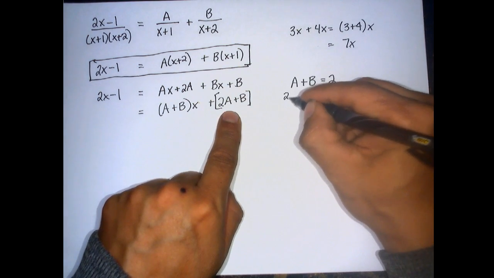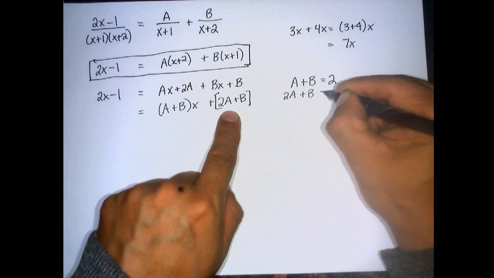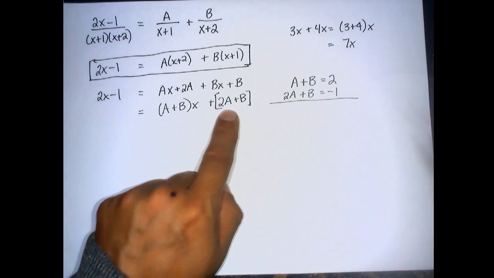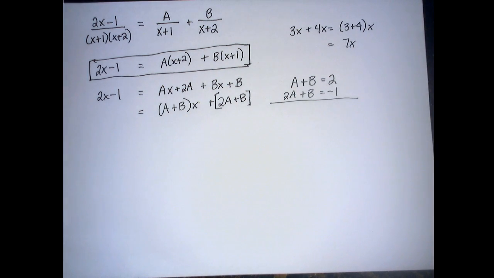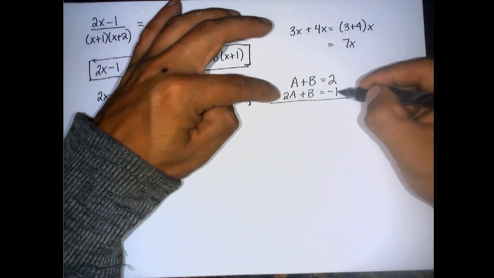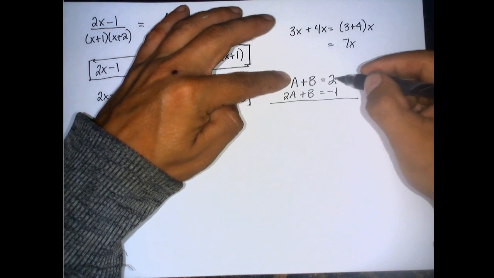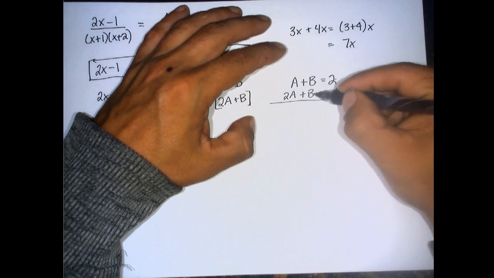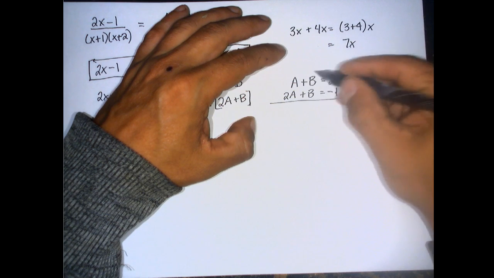And 2a plus b is equal to negative 1. Easy enough. There's two ways you can solve this: by elimination, or you can solve it by substitution. Let's use elimination. Let's take the bottom equation and subtract it from the top equation. Okay, so b minus b is 0, so that'll eliminate the b's.